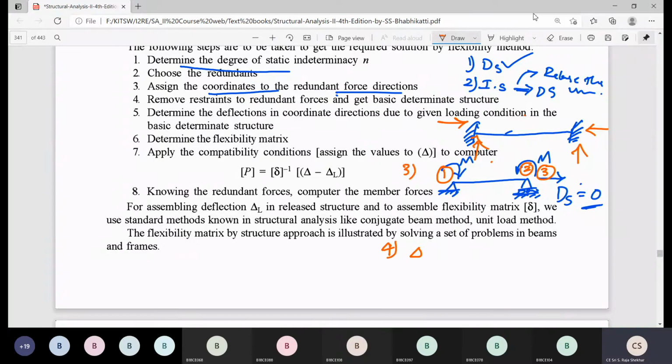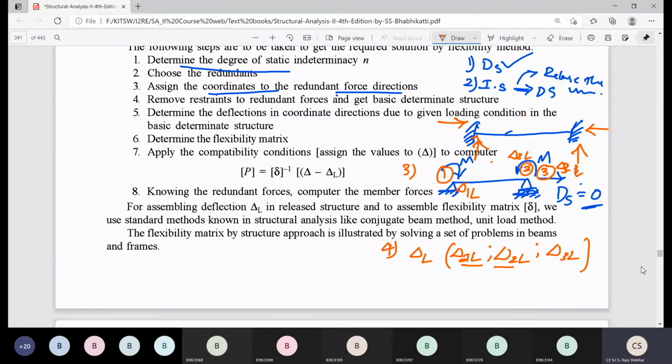In fourth step, we need to calculate delta, the deformation due to loading. We need to calculate the deformation due to loading at coordinate direction 1, at coordinate direction 2, as well as at coordinate direction 3. So this is delta 1L, this is delta 2L, and this is delta 3L. So because of the loading, these are the deformations.